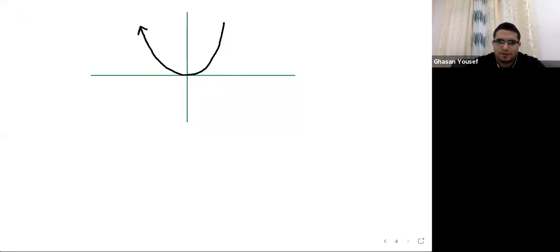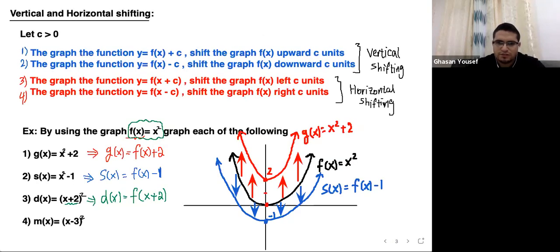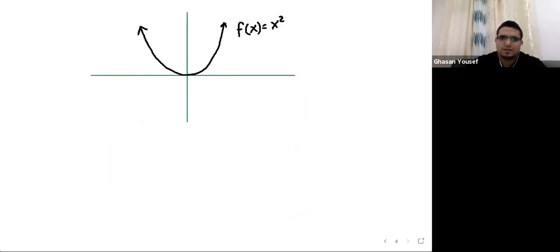This is x squared, f of x equal x squared. This is the original function. Now we need to graph the function d of x. We have to shift the original function left c units. I mean, we have to shift it to the left 2 units. So to the left 2 units, the graph is supposed to look like this.